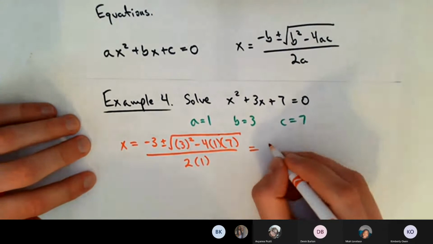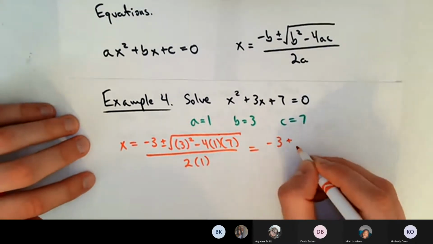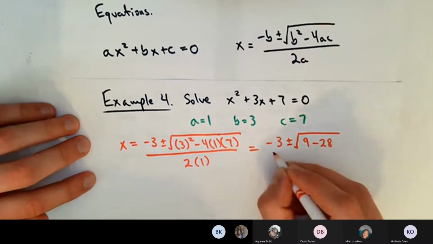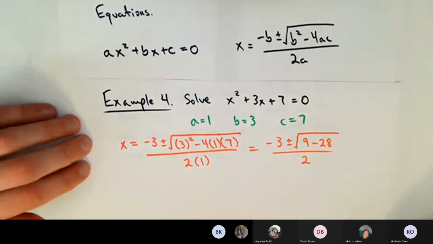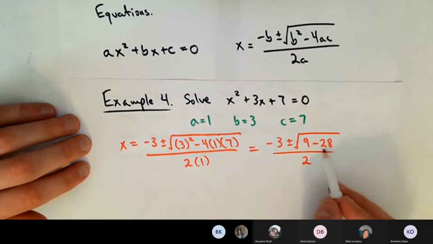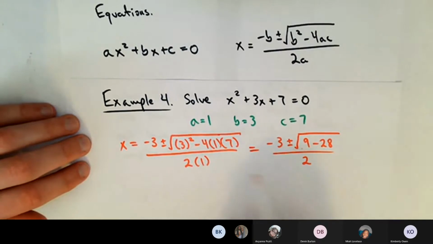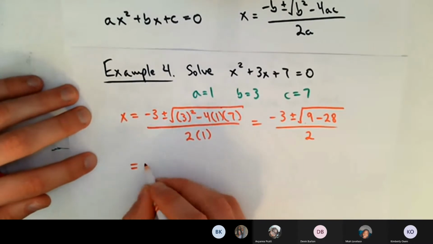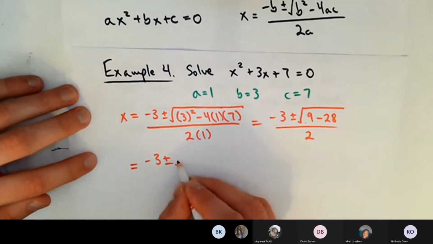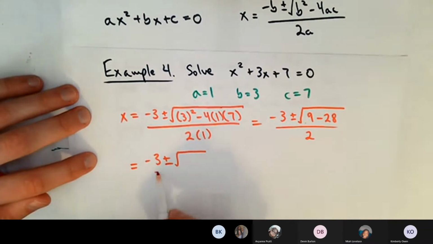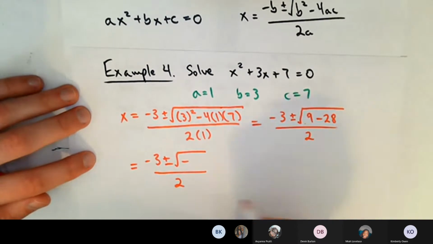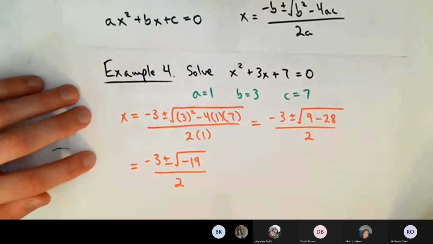Okay, let's start cleaning it up. I'm going to have negative 3 plus or minus square root of 9 minus 28, all over 2. All right, so 4 times 1 times 7 yields that 28 there. 3 squared is 9 and 2 times 1 is 2. That's all I've done so far. Okay, I'm going to keep working here. Negative 3 plus or minus square root. What's 9 minus 28? By the way, it's all over 2. What's 9 minus 28? That is a negative number, negative 19.